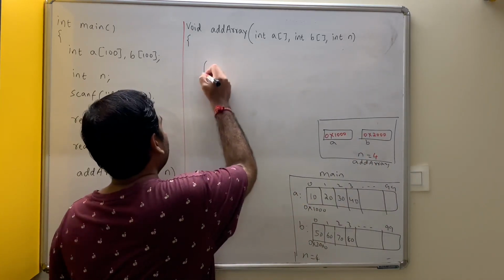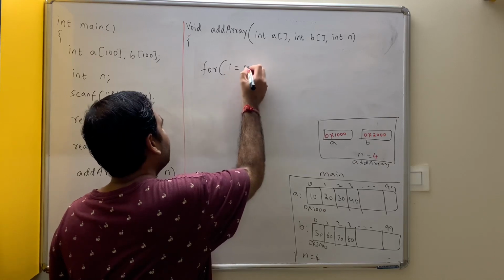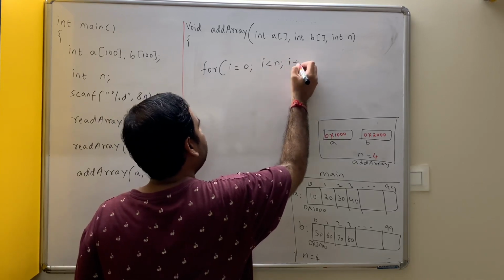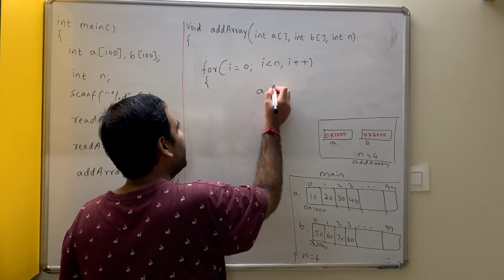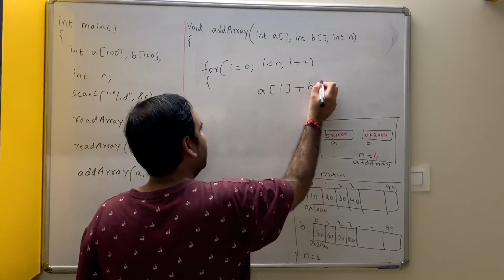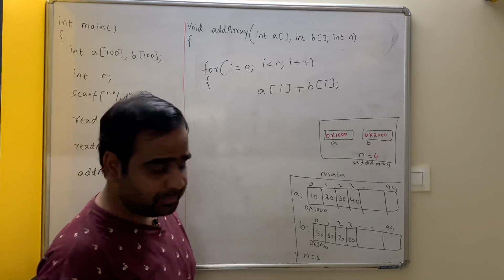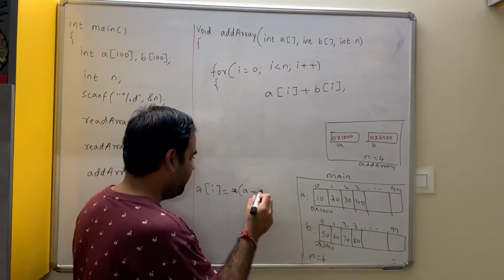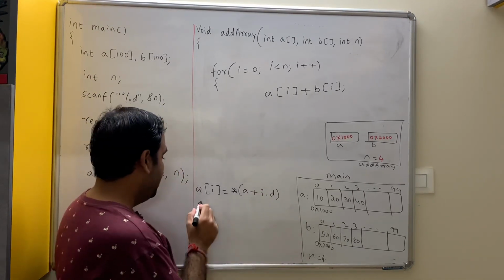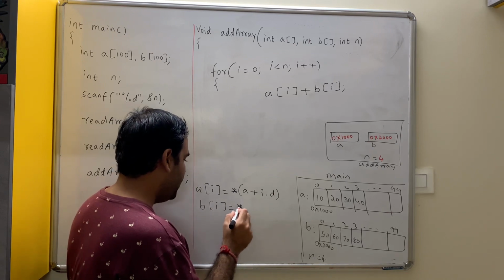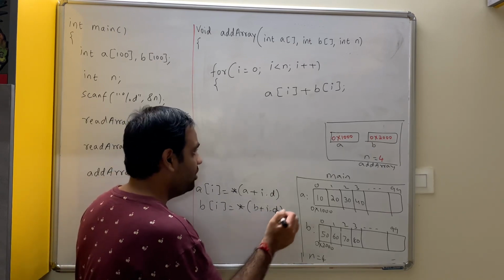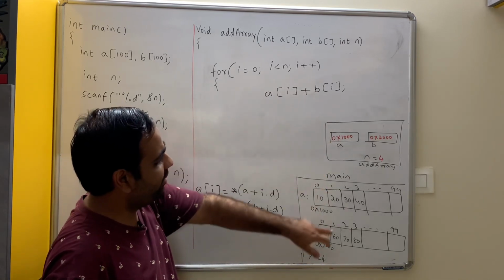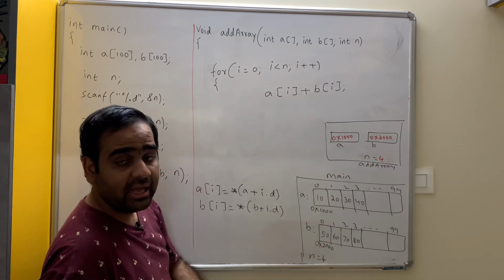Now we know how to add the corresponding array elements. Therefore, let me write here: for the value of I starts from 0, declare a variable I here. I less than the value N, I plus plus, and what you do, you add the corresponding elements A of I plus B of I. Now what is A of I? Needless to say, A of I is equal to *(A + I), and the compiler converts it into *(A + I * D). And what is B of I? It is equal to *(B + I * D). Now what is the value of A? 1000. 1000 plus 0 into 4, you know how it works. Now A of I is 10, B of I is 50, 10 plus 50 is 60.